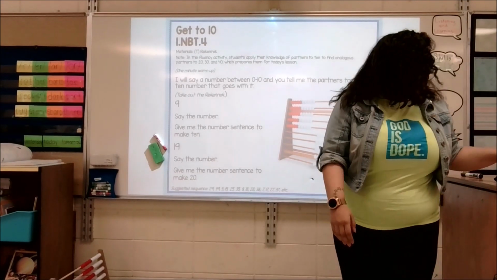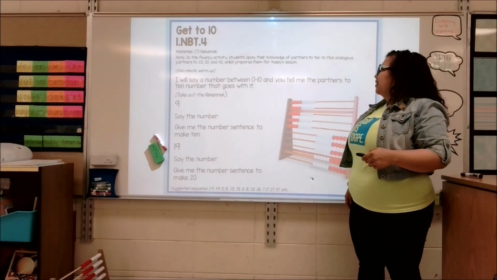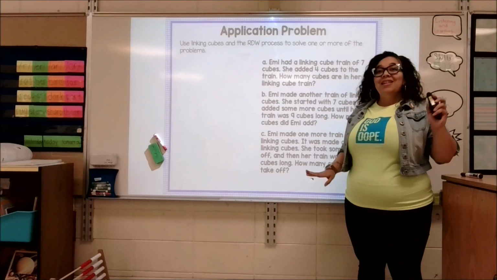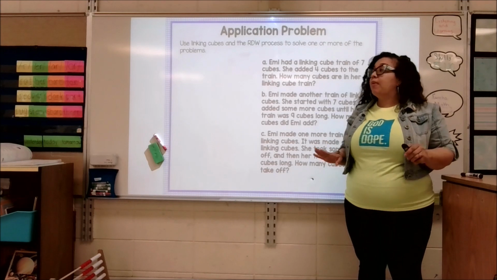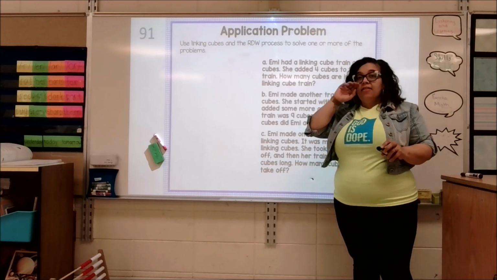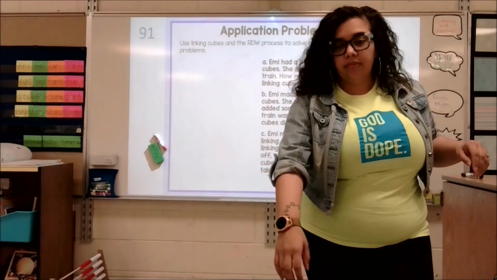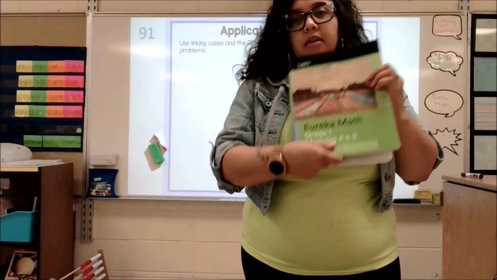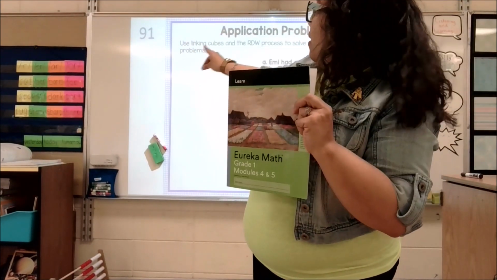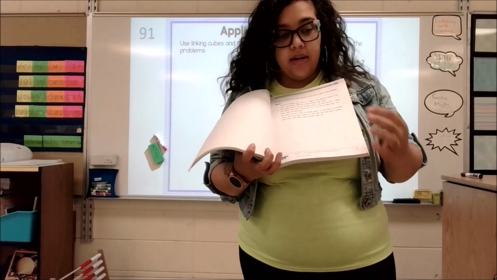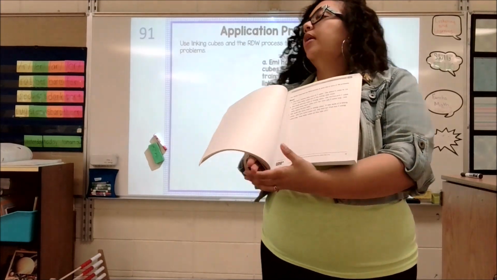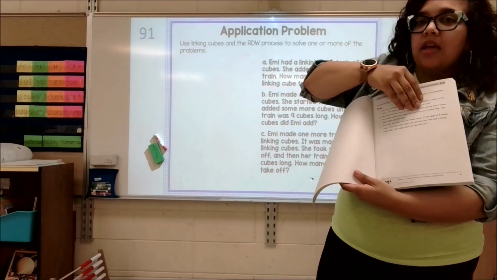Good. Okay. So now, getting into our application problem, you have 3 problems today. And they're on page 91 in your Learn book. Notice, blue trim, blue number, 91. So 9 10s and 1 1. We have 3 problems again.